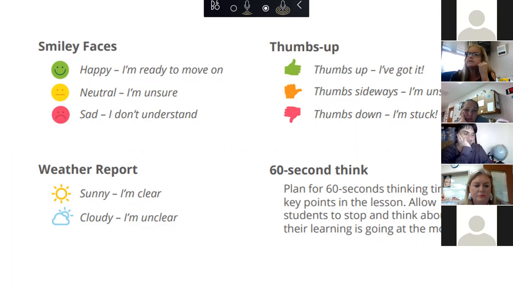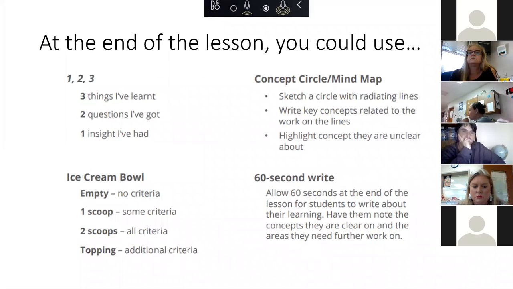A 60-second think. Plan for 60-second thinking time at the key points in the lesson, and then allow students to stop and think about how their learning is going at that moment. So that's stopping in the middle of the lesson and, okay, let's think for 60 seconds, and then how are you doing? All right, now thumbs up, thumbs down, some sideways. What are you thinking, and are you getting it?